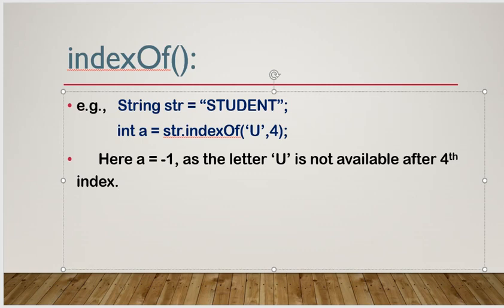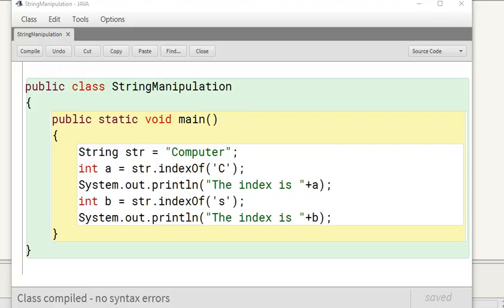So let's work out with one example. Let's work with this example. Here in the first case, we are finding the index of C, and obviously C is the first character of the string, so the index will be 0. And in the next case, we are finding the index of S, as S is not present in this string, so it will return the value which is equal to -1.